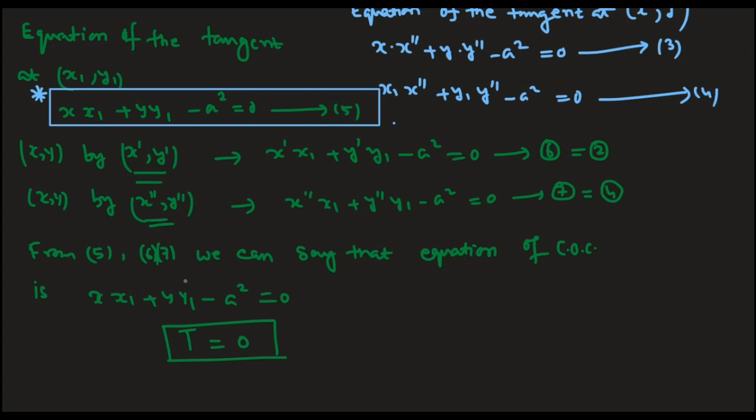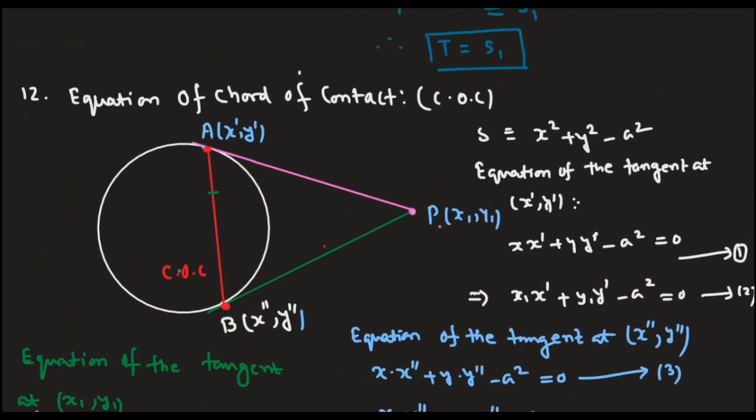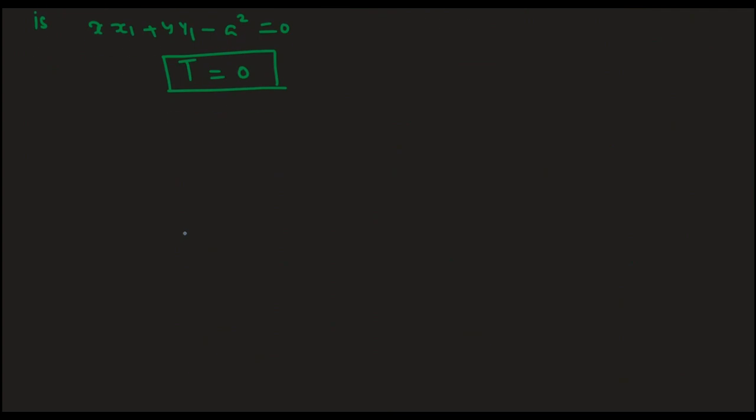So there are three types of chord in the circle. Number one, normal chord, when the 2 points are given, you can calculate. Number two, midpoint is given, calculate using S is equal to T1. And third is T is equal to 0, that is the equation of the tangent at the outside point x1 y1, which is the same as the equation of the chord of contact passing through the point x dash y dash and x double dash y double dash. So now we have discussed point number 11 and point number 12. Both we have discussed. Now coming to the next point, point number 13.